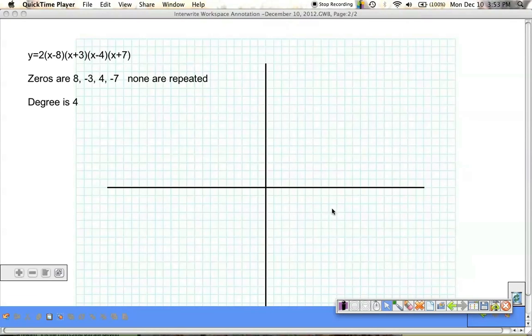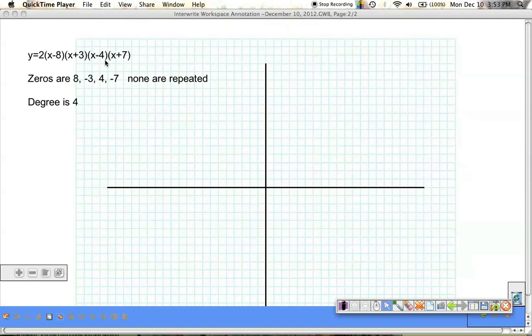Hi, this is part one of an example of graphing a function that's given to you in factored form. And we are going to take a look at this function here, 2 times (x minus 8) times (x plus 3) times (x minus 4) times (x plus 7). And your quest is to graph it.